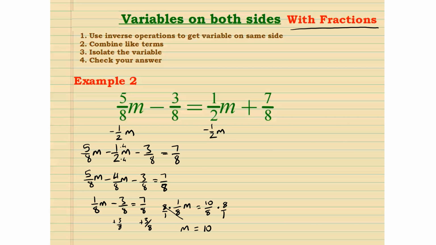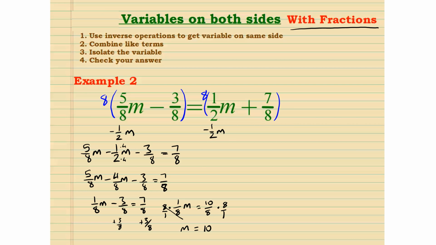The second method of solving this is to get rid of the denominator completely. When I look at the denominators, I have 8, 8, 2, and 8. The least common multiple of these denominators is going to be 8. So if I multiply each side of the equal sign by the denominator, by the property of equality, I can do that.